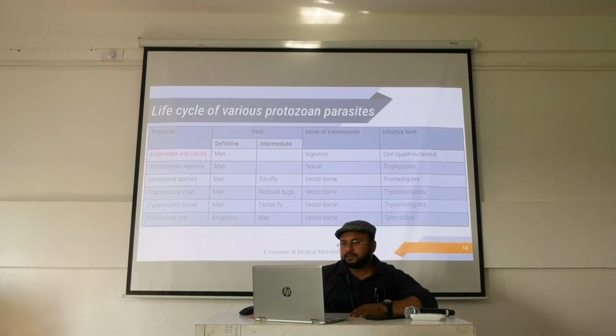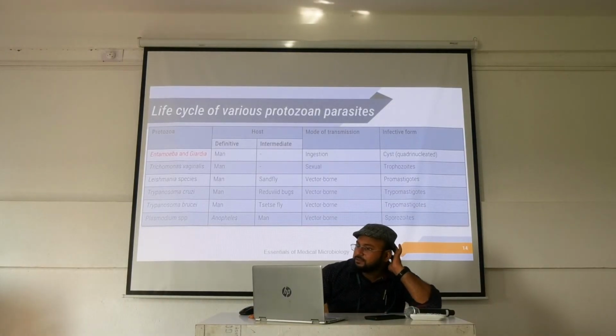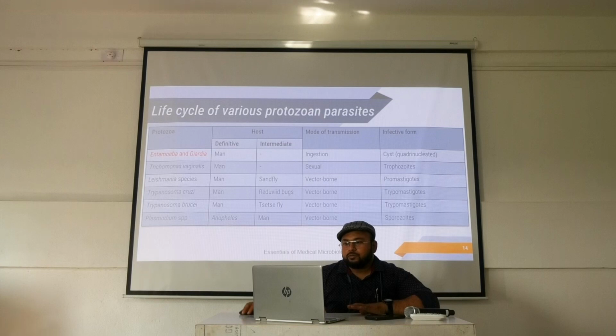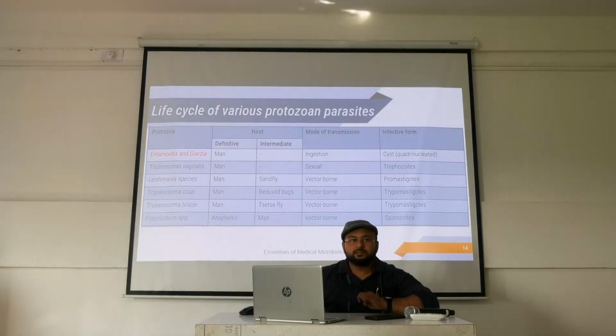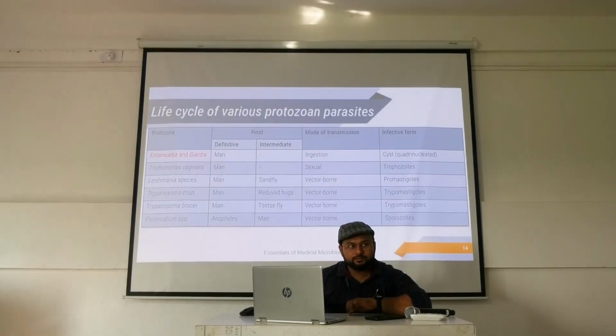So these are the various life cycles of protozoa parasites. So যেমন আমি একটু রেড কালার করেছি, এগুলো একটু বেশি ইম্পর্টেন্ট। যেমন এন্টামিবা বা জিয়ার্ডিয়া, ডেফিনেটিভ হোস্ট শুধু ম্যান, মোড অফ ট্রান্সমিশন ইনজেকশন, ইনফেক্টিভ ফর্ম সিস্ট। এই স্লাইডটা খুব ইম্পর্টেন্ট, বেসিক্সটা দেওয়া আছে, তোরা যখন পড়ে নিবি, পড়ে নেওয়ার পর রিভিশনের জন্য এই 3-4টে স্লাইড খুব ইম্পর্টেন্ট। ড্রাইভ এখনই দিস, আমি দিয়ে দিচ্ছি, ঠিক আছে?